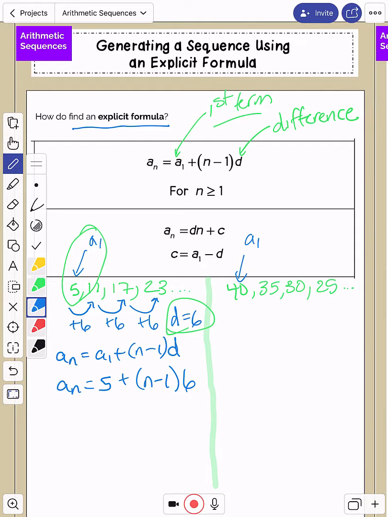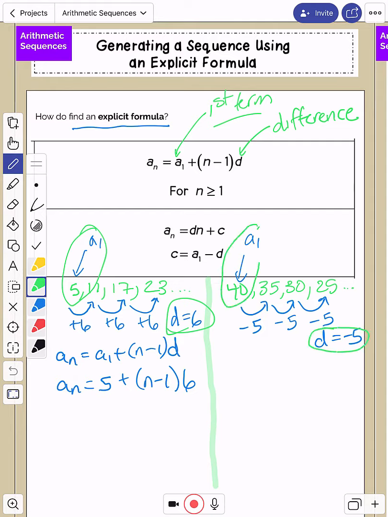So let's look over here, and again we know A1 right away. Let's see what our steps are. I want to make sure we do a negative example. Okay, to go from 40 to 35, it's minus 5. 35 to 30, minus 5. 30 to 25 is minus 5. So D is equal to minus 5. So there's our D, and there's our A1.